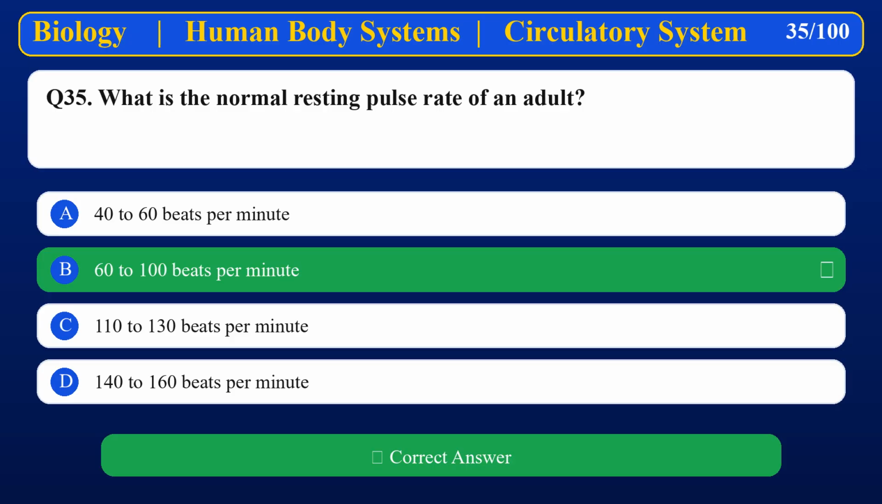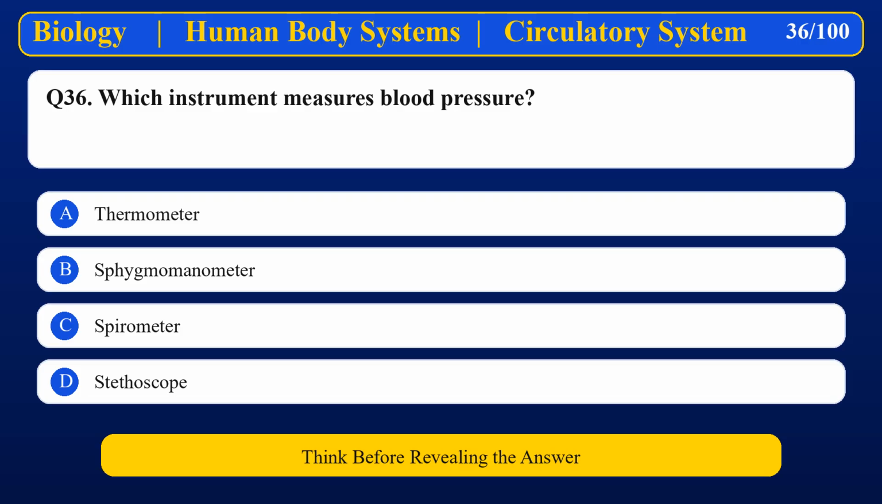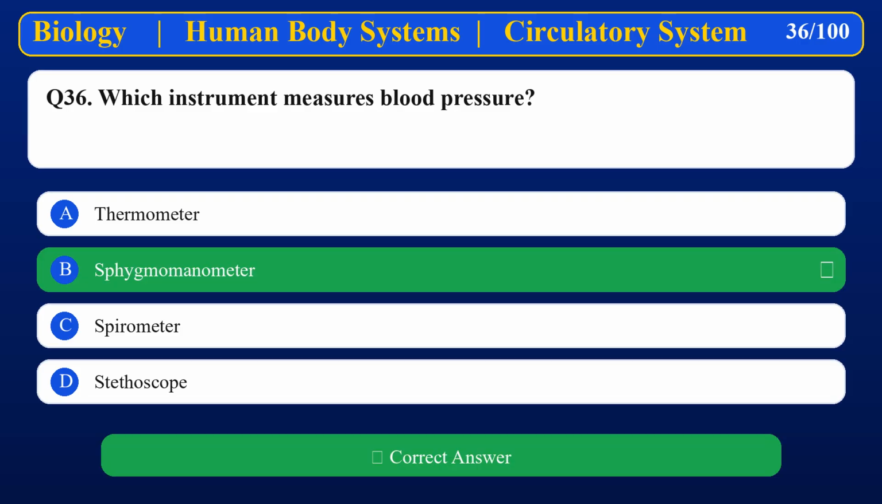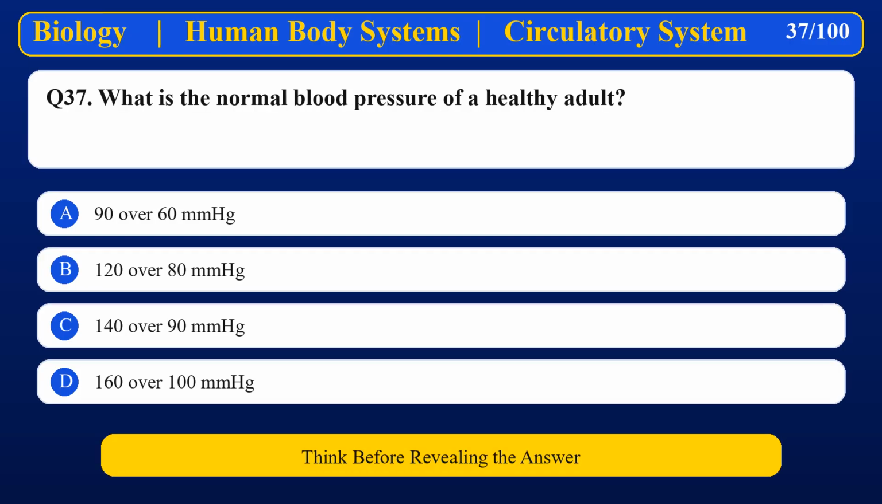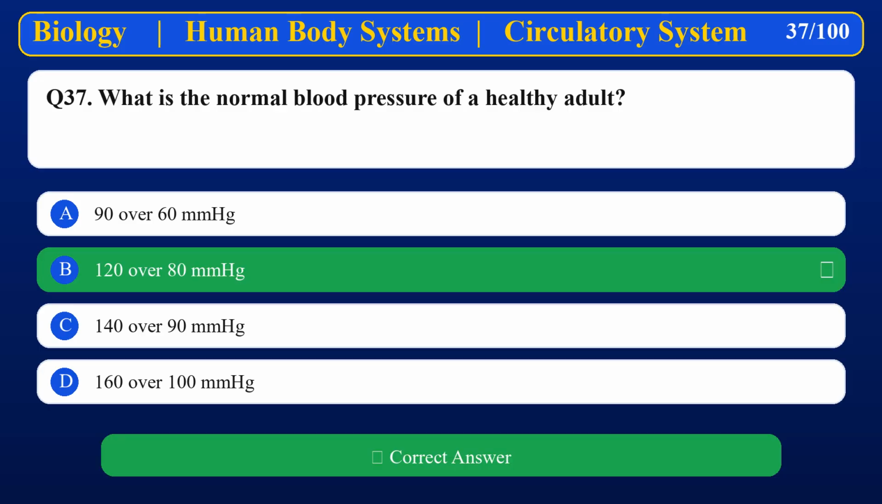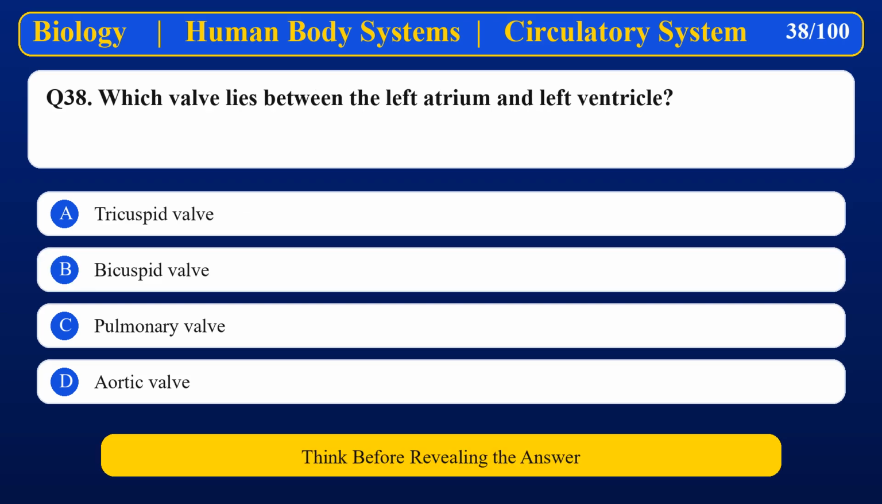60 to 100 beats per minute. Which instrument measures blood pressure? Sphygmomanometer. What is the normal blood pressure of a healthy adult? 120 over 80 mmHg. Which valve lies between the left atrium and left ventricle?